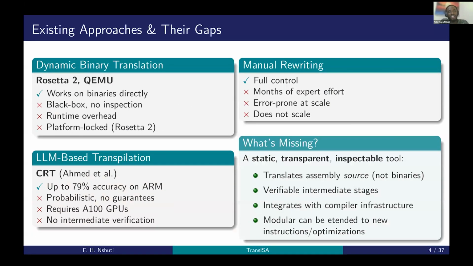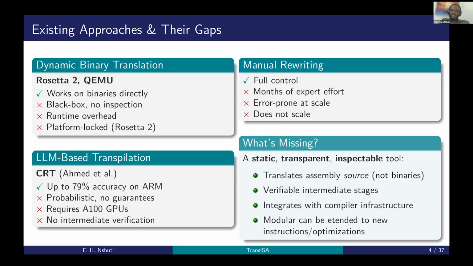There are existing approaches to solve this problem. We have seen technologies like Rosetta and QEMU. They only work on binaries, so they do dynamic binary translation. We can have manual control, where experts rewrite the existing code for the new emerging architecture. And then there is LLM-based transpilation, which is more probabilistic, and requires more compute to run inference to predict the translation of the code.